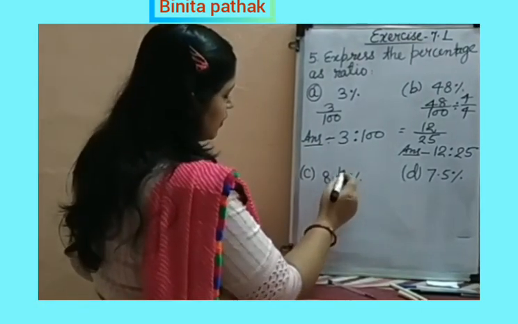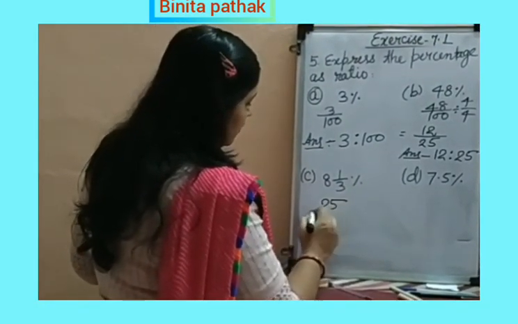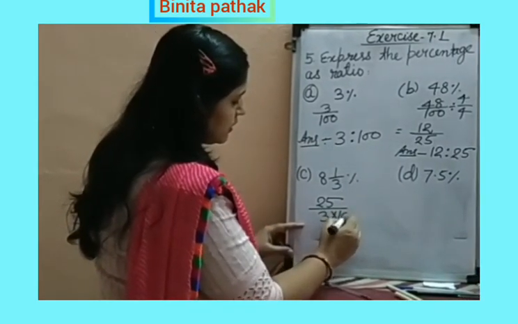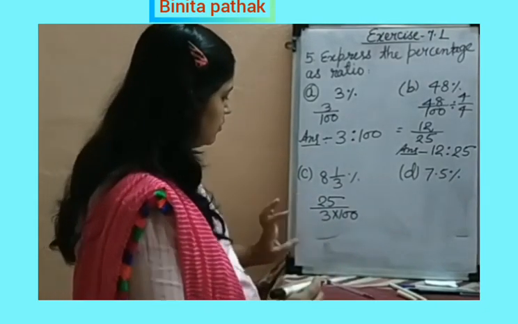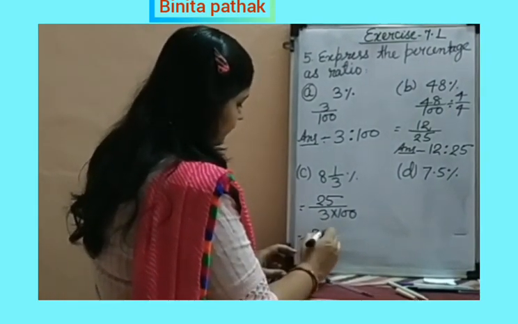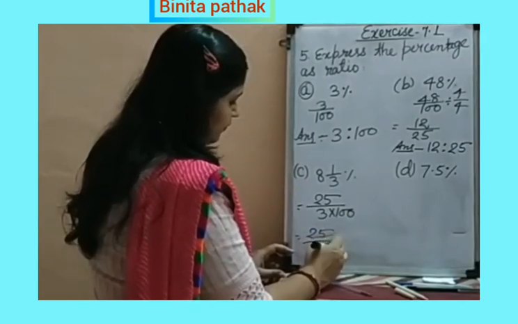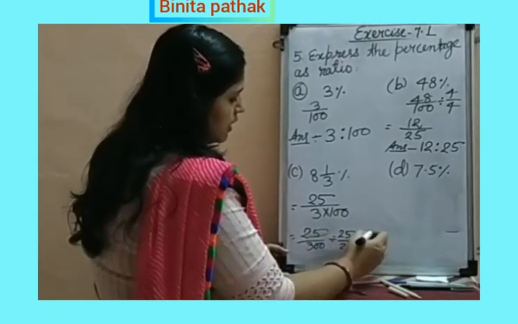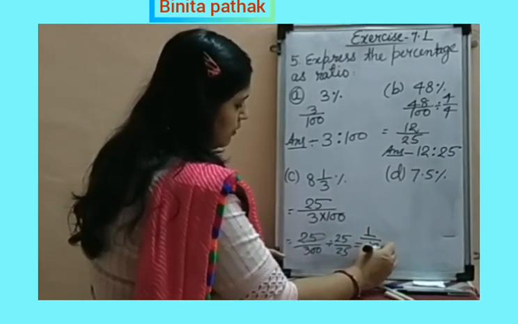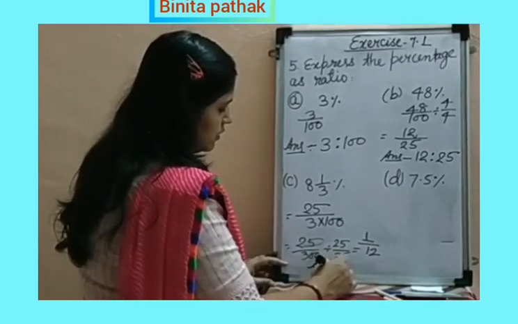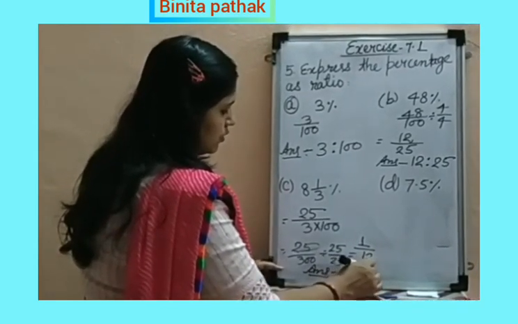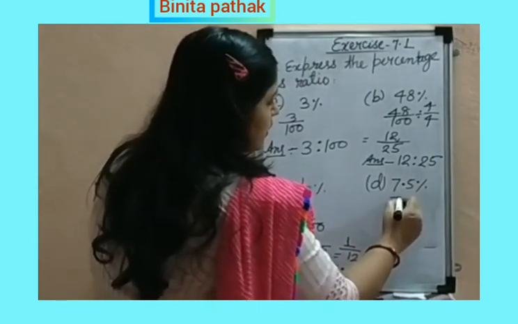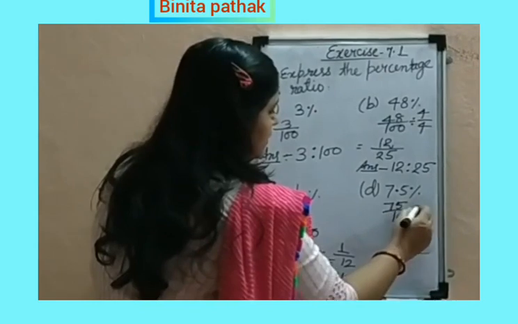Now C is given as a mixed fraction. 8 threes are 24 and 1 is 25, so 25 upon 3. After removing the symbol of percent, 25 upon 300. We will divide it by 25. So our answer will be 1 upon 12. Ratio is 1:12.